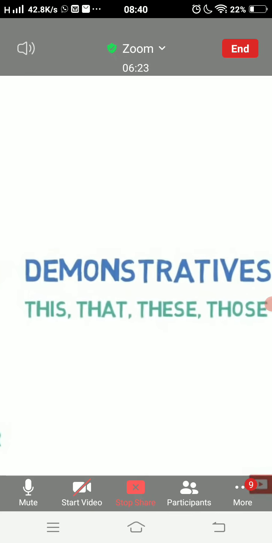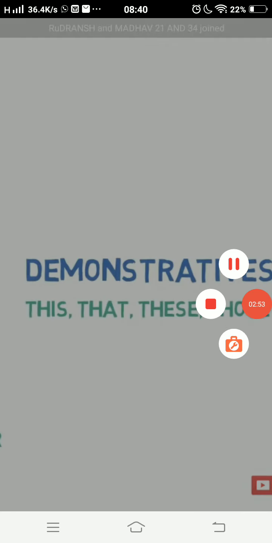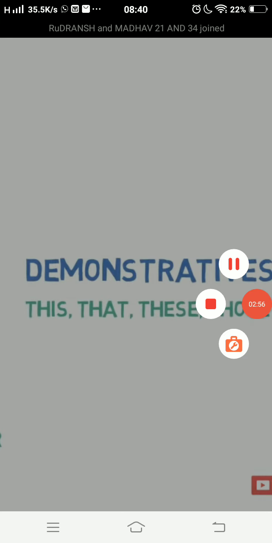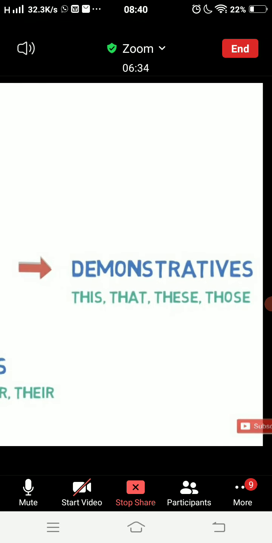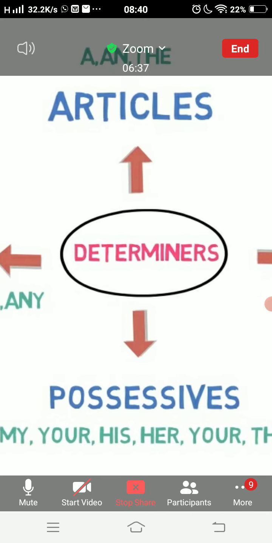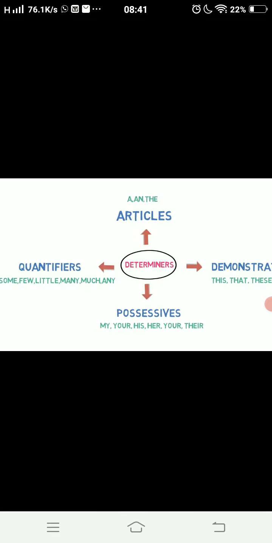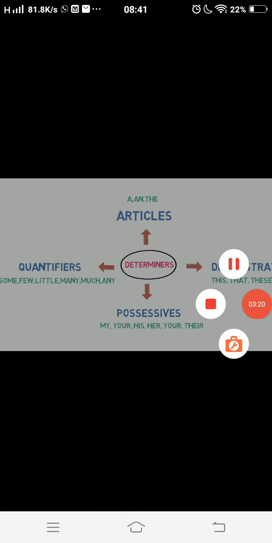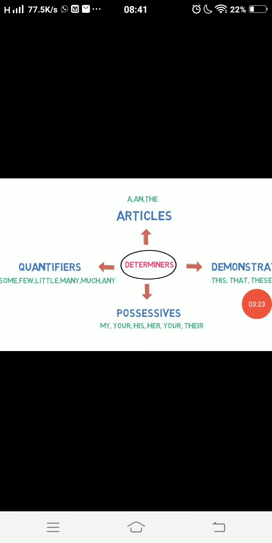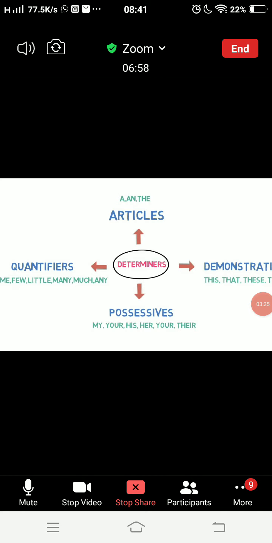After that we have demonstratives. Demonstratives include this, that, these, those. And after that we have the fourth kind, that shows our possession, like my, your, his, her, our. All these come into the category of possessives. Keep these four points in your mind that determiners have four kinds: articles, quantifiers, possessives, and demonstratives.